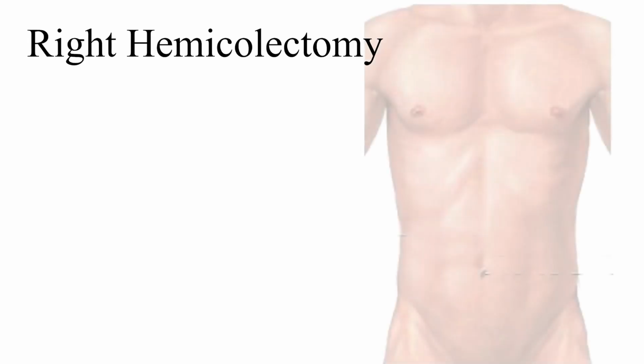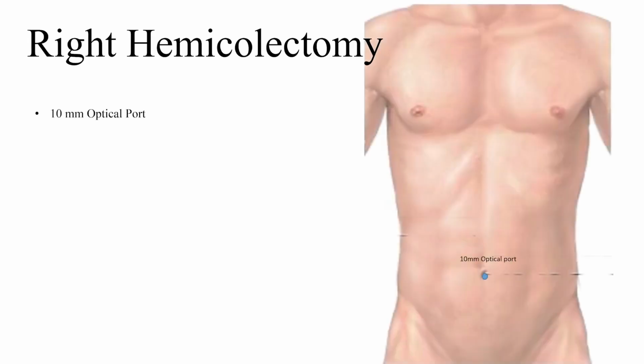For right hemicolectomies, after insertion of the optical port, we use a 10 mm port placed 2 finger breadths medially to the left superior anterior iliac spine. This port will be used for the clipping of the mesocolic vessels.